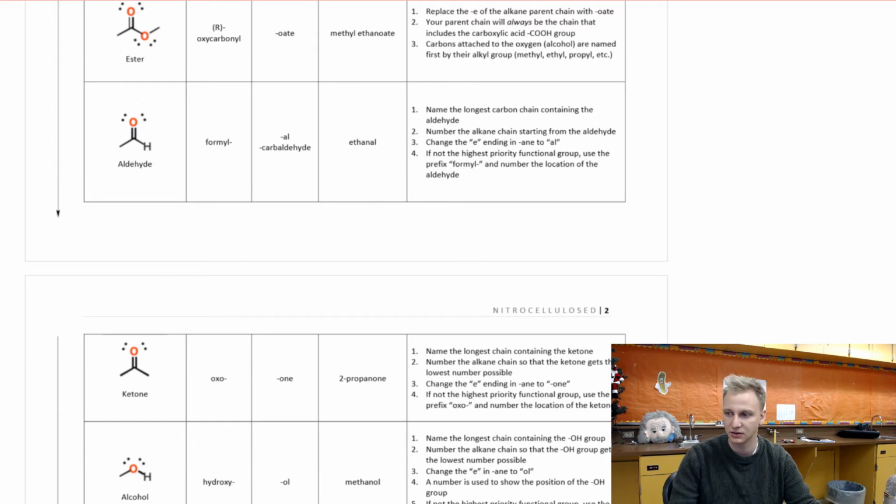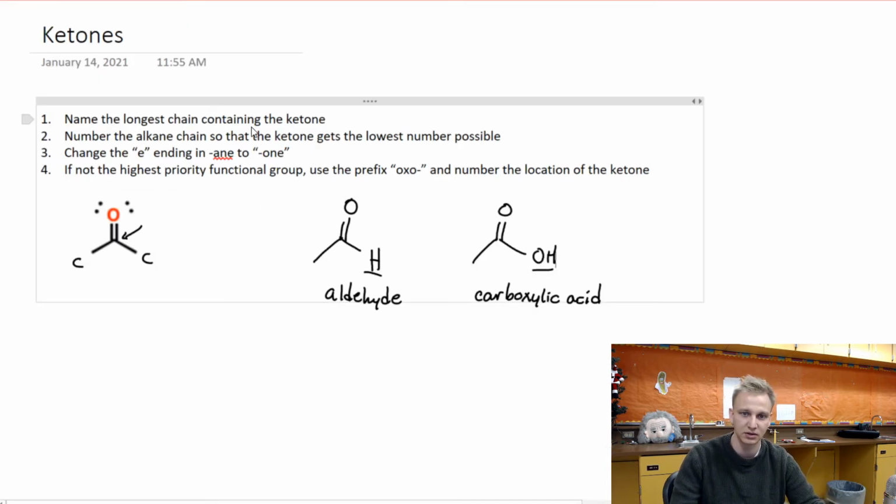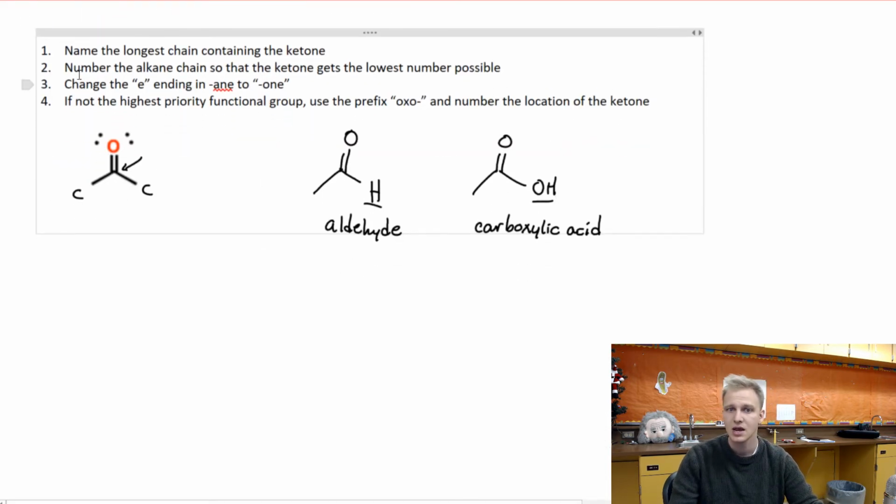If we look at the rules for how to name a ketone, we want to name the longest chain containing the ketone. Number the alkane chain so that the ketone gets the lowest number possible. Change the E ending in the ane to O-N-E. So we want to change this ending from alkane to alkone, basically, or Al Capone. If the highest priority functional group is not the ketone, we're going to use the prefix oxo and then number the location of the ketone.